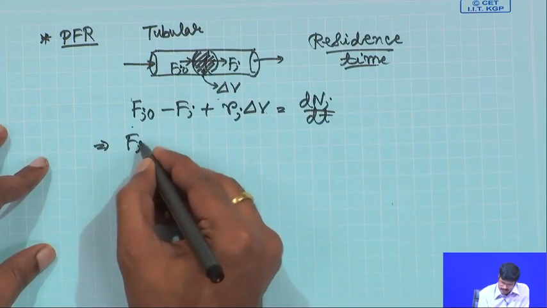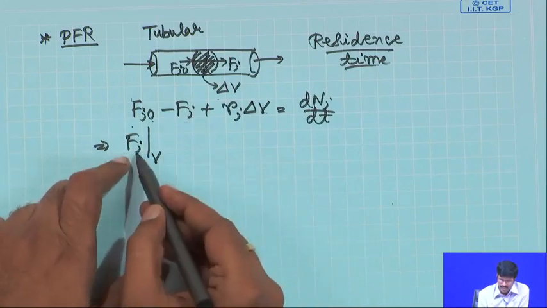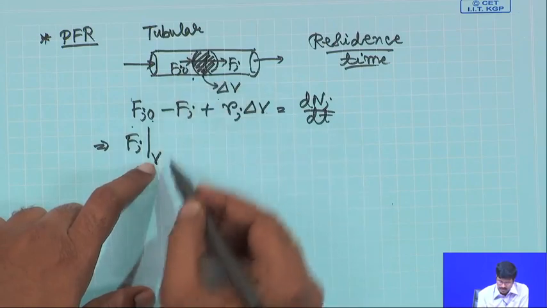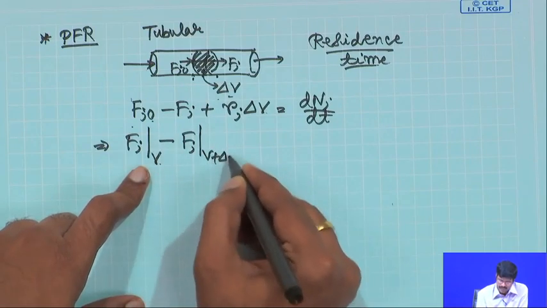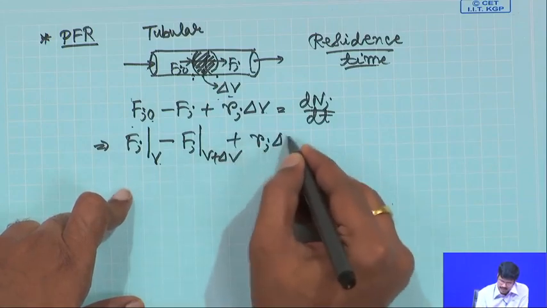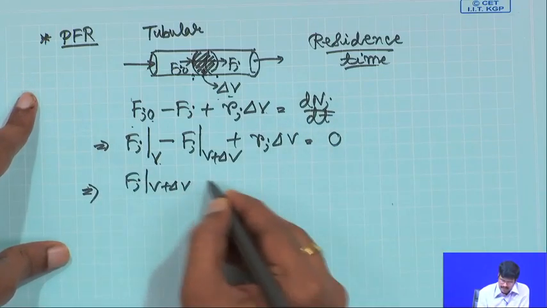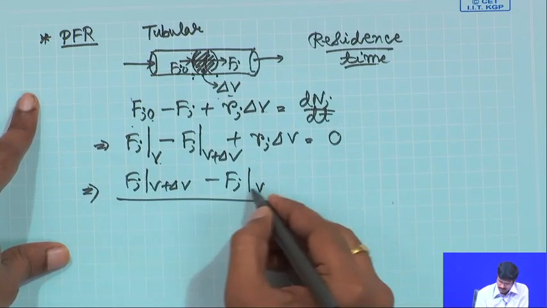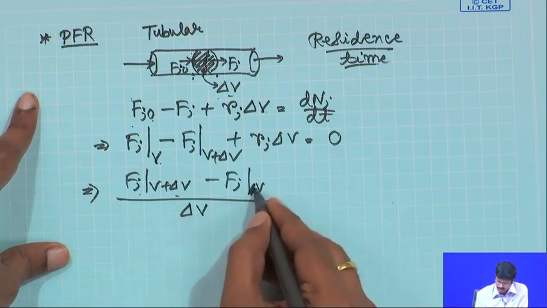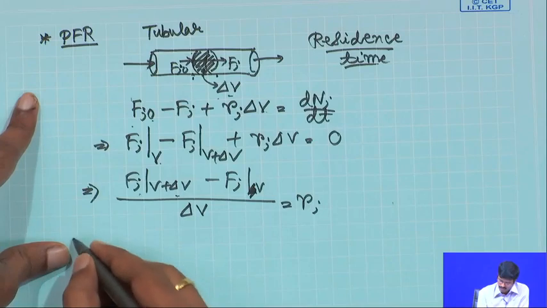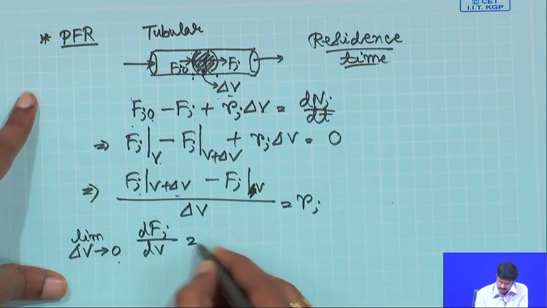I am dropping the 0 because F j in general is the flow at the point where it is entering. So, at volume V, and this is V plus delta V, so this volume is delta V. F j at V minus what is coming out at volume V plus delta V, on this side, plus R j into delta V equals 0, because there is no accumulation. Then F j at V plus delta V minus F j at V, divided by delta V, equals R j. Taking it in differential form, in the limit as delta V tends to 0, that will be d F j by dV equals R j.